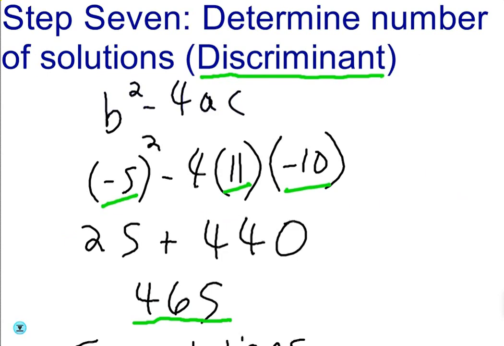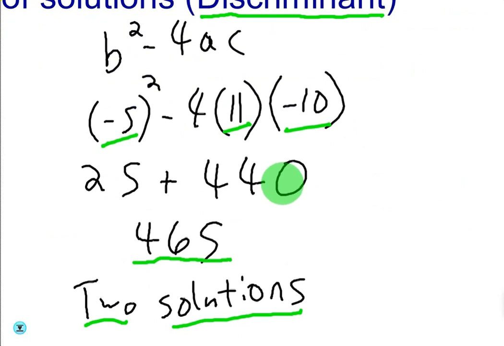The next step we've already done. Determine the discriminant. Okay? So in this particular example, we have b, a, and c. Remember, discriminant is b squared minus 4ac. You can use a calculator. I did this by hand. It'd be 25 plus 440, which is 465.